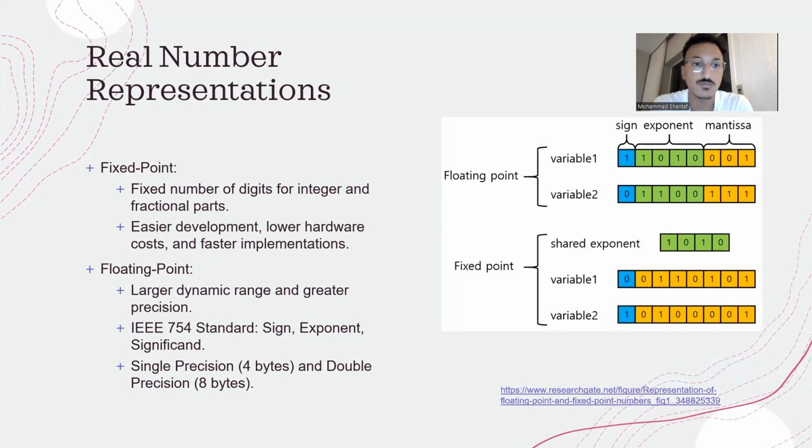As for real number representations, we have two parts, which are fixed point and floating point. Floating point consists of two variables, which are a sign exponent and a mantissa. As for the fixed point, it consists of three components, which are the shared exponent, the first variable, and the second variable. The IEEE standard is the sign, exponent, and mantissa, which falls under the floating point. At the end of the day, that is the IEEE standard.